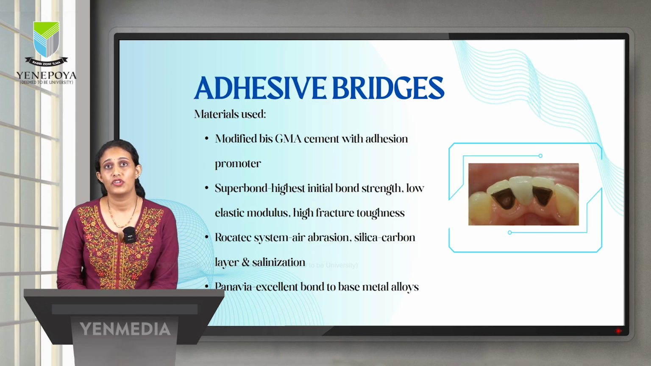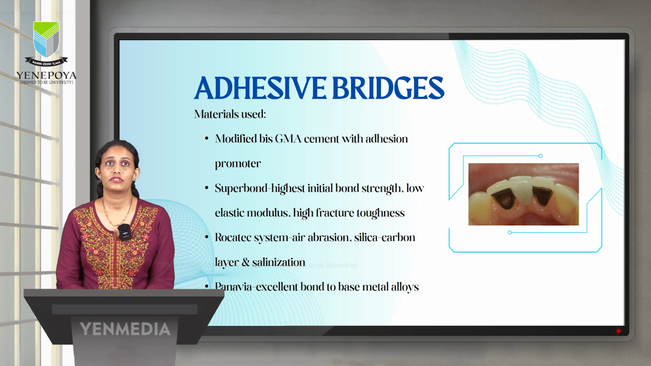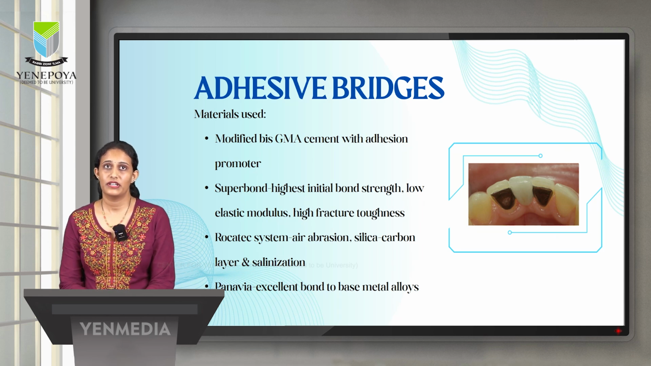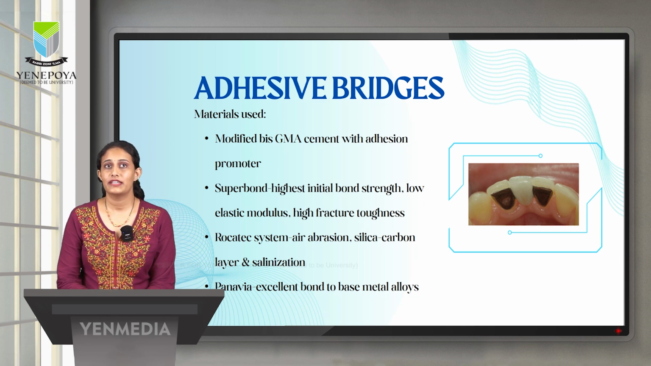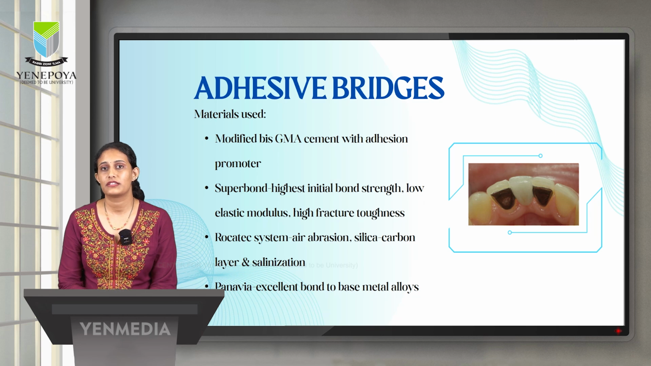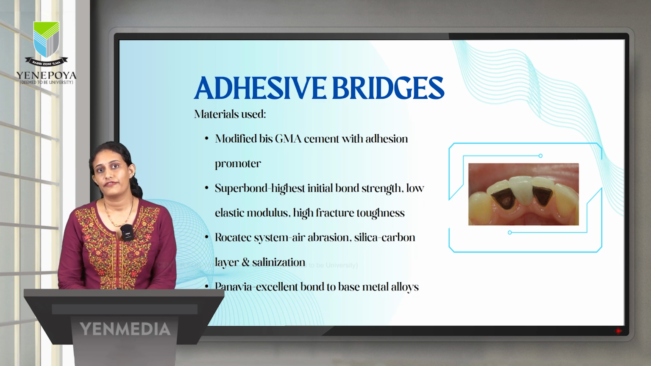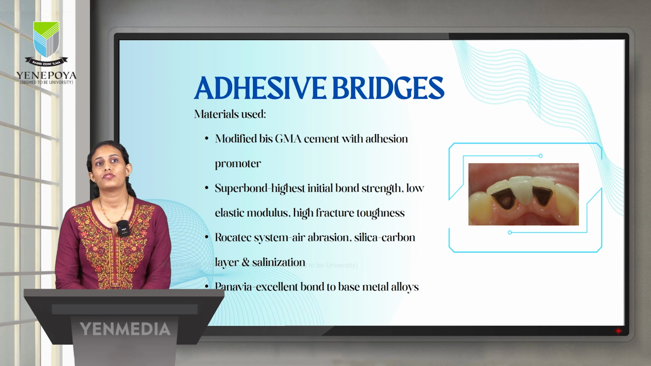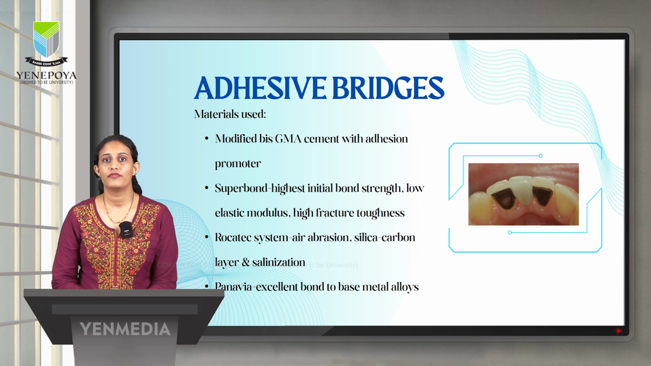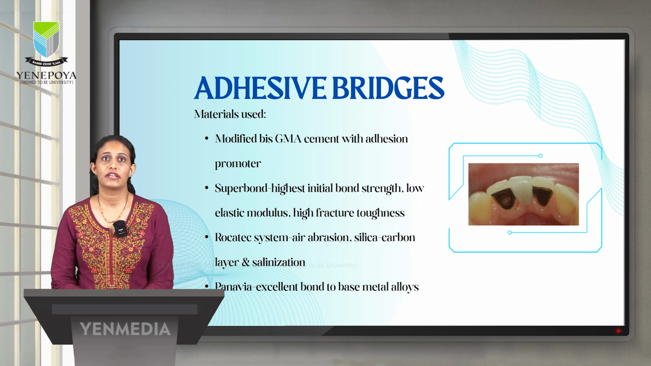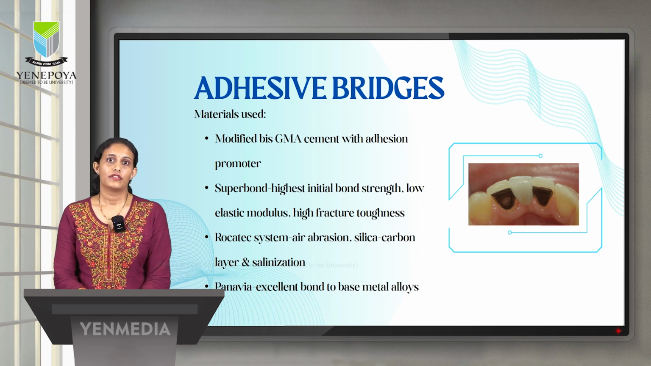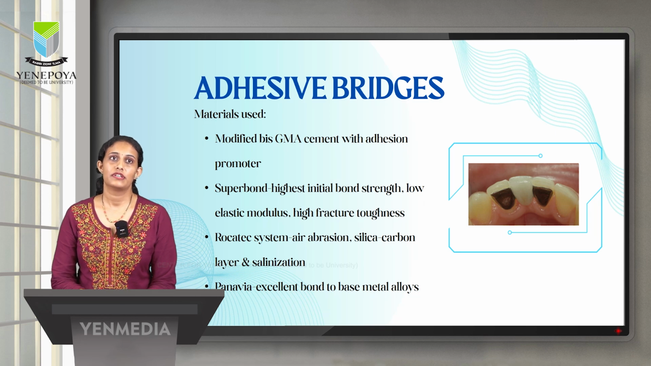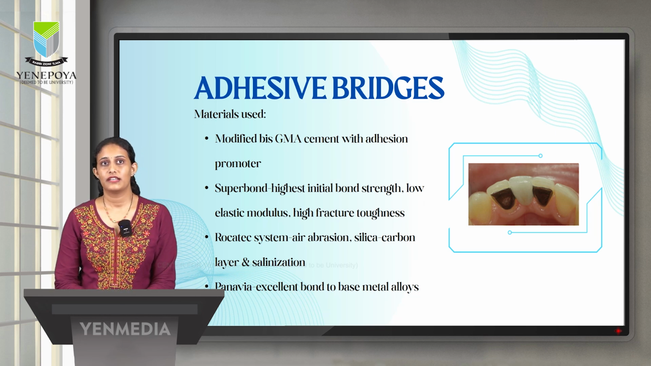The materials that can be used to bond the metal to the tooth structure are the modified BIS-GMA cement with adhesion promoter. You can use Super-Bond, which has the highest initial bond strength, low elastic modulus, and high fracture toughness. The third system that you can use is the Rocatec system, which has to be air abraded with silica carbon, and then silanization has to be done. The last material that you can use is the Panavia, which has excellent bond to the base metal alloys.